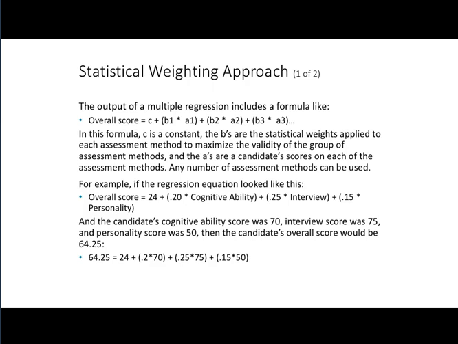So if you look at the example in the middle where it says overall score equals 24, which means at a minimum, it crosses the y-intercept at 24.